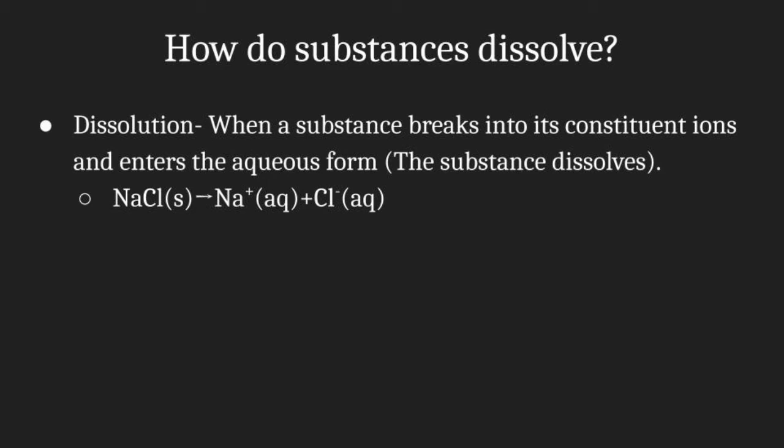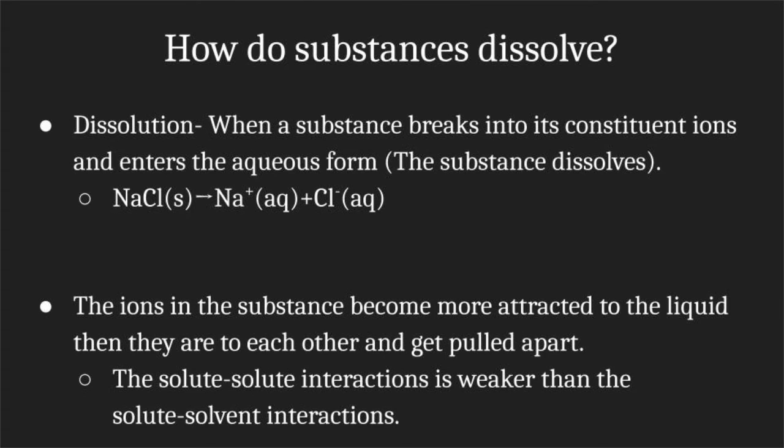So how does this happen? What happens is the ions in the substance become more attracted to the liquid than they are to each other and get pulled apart. So the Na+ from the NaCl gets more attracted to the O- in water, and the Cl- gets more attracted to the H+ in water, and water is able to pull the two pieces apart, causing it to break up into its ions and dissolve. A way we like to say this is the solute-solute interactions, or the attraction for the Na+ and the Cl-, is weaker than the solute-solvent interactions, or the forces between the water and each ion.